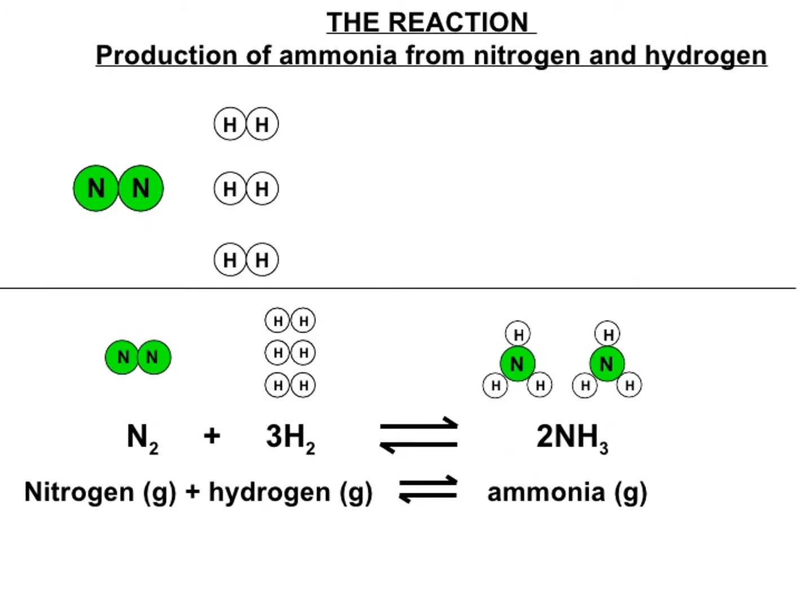Now the reaction, production of ammonia from nitrogen and hydrogen. Look at this diagram. Over here one molecule of nitrogen reacts with 3 molecules of hydrogen and produces 2 molecules of ammonia, and this sign is the sign of reversible reaction. This symbol is for reversible reaction.